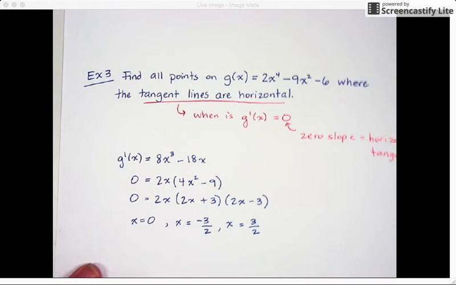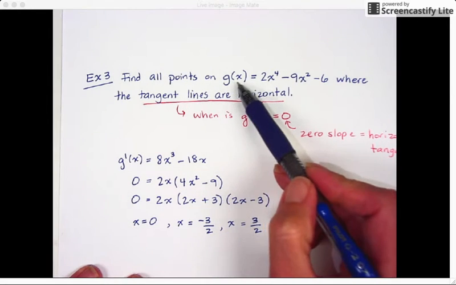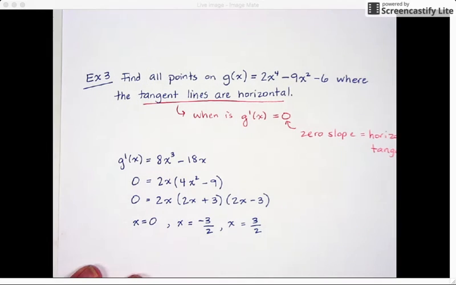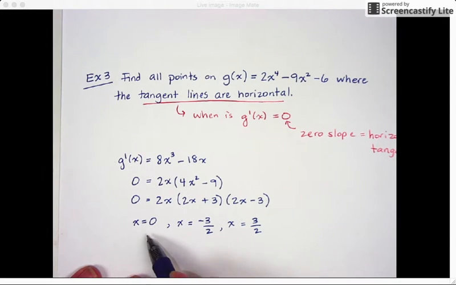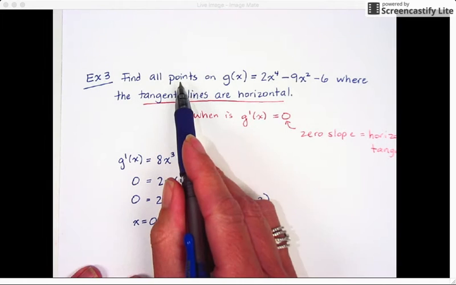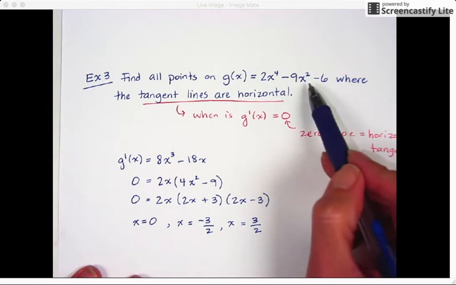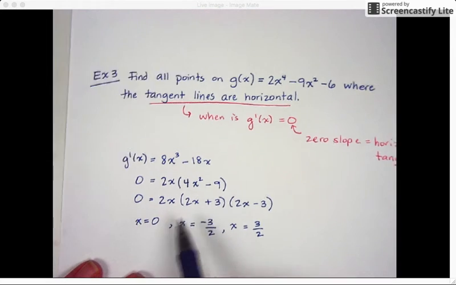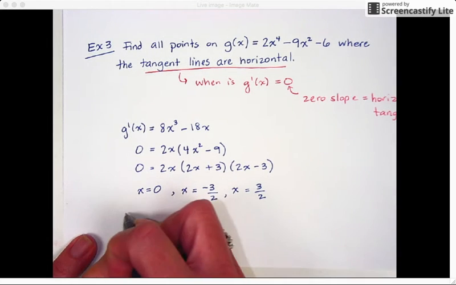Now, here's the thing. This question is asking, find the points on the original function where you would have horizontal tangents. So these x values are x values on the original function. So what you could do to find your y values, because it is asking for points, so that means we need to have an input and an output. We could type this in our calculator, and we could use our table, plug in the fractions. The 0 is the easy one. That one's just 0, negative 6.